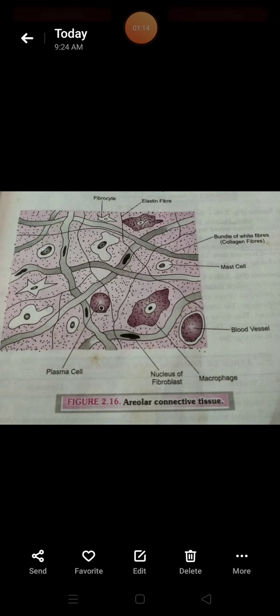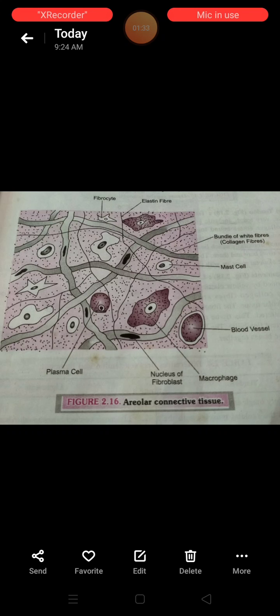Areolar tissue can fix the skin with the muscles, fill the spaces inside the organs, and attach the blood vessels and nerves with the surrounding tissue.